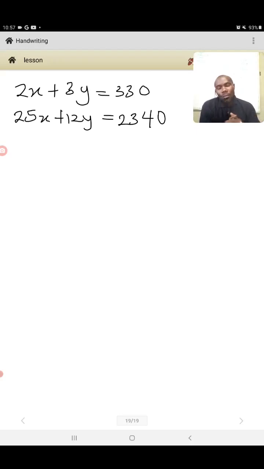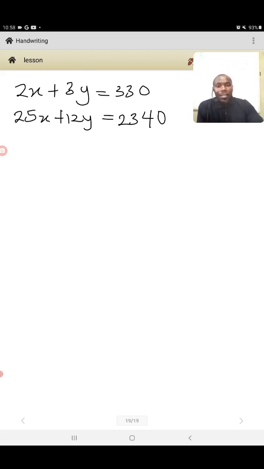So let's continue. If we want to solve this, you can use the elimination method. You can also use the substitution method. Using the elimination method will be the best way of solving this. It will reduce your stress, because what you just have to do is multiply the first equation by 4, and it will be equivalent.